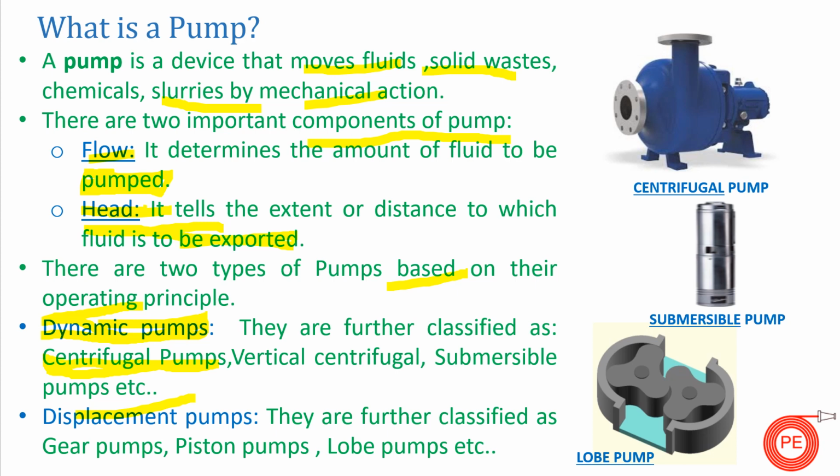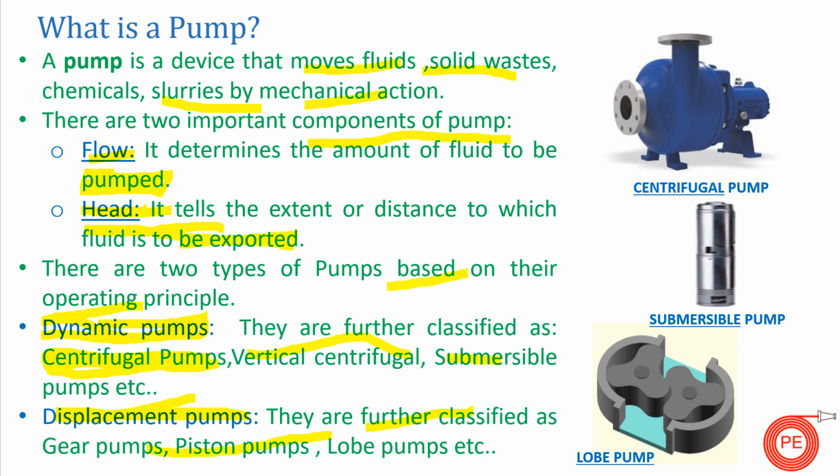Why? Because most of the pumps that are used in industries, for most purposes, are centrifugal pumps. Another is vertical centrifugal pumps, another type of centrifugal pump, and the next one is submersible pumps, and many more different kinds of dynamic pumps are used in the industry. Another type of pump which finds its application, and which is the main topic of today's video, is displacement pumps. Displacement pumps are further classified as gear pumps, piston pumps, flow pumps, etc.